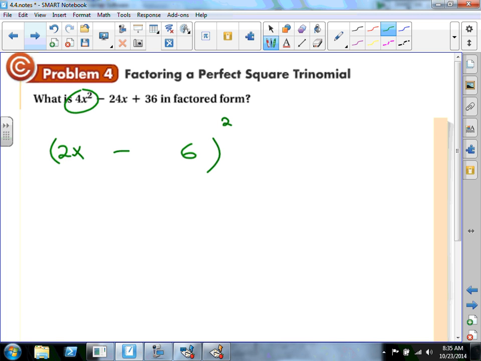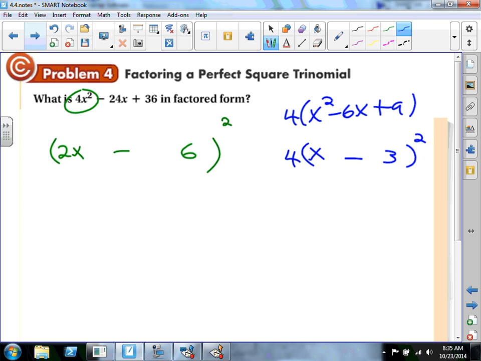That's it. Can anyone see something that we probably could have and should have done to this first, since we have a 4 and a 24? Oh yeah, we could have divided out a 4. Had we divided out a 4, it would have been 4 times x squared minus 6x plus 9. The 4 goes for a ride, and here we get an x and a 3 and a minus and a squared.